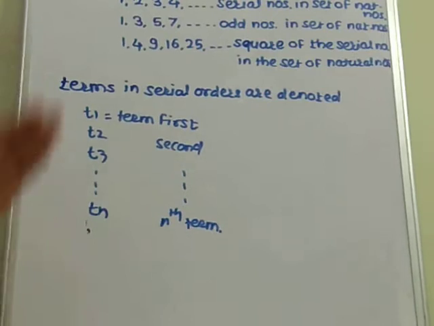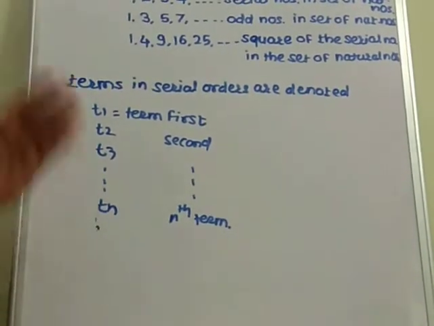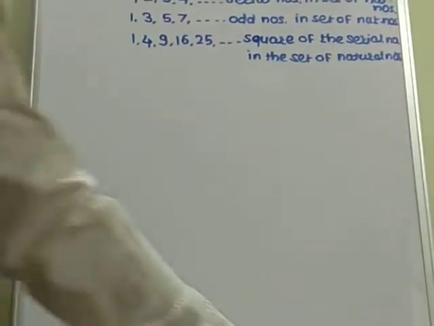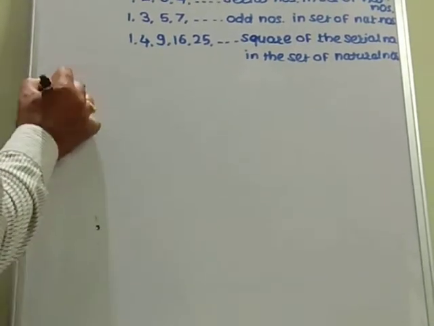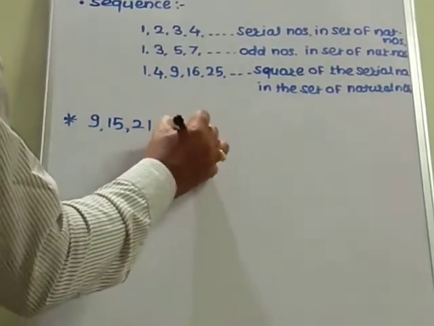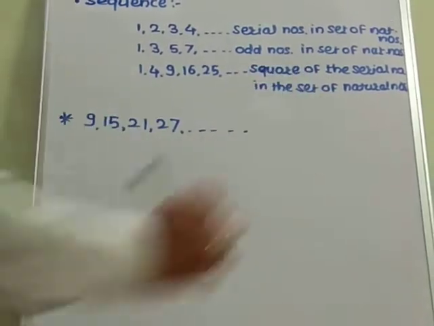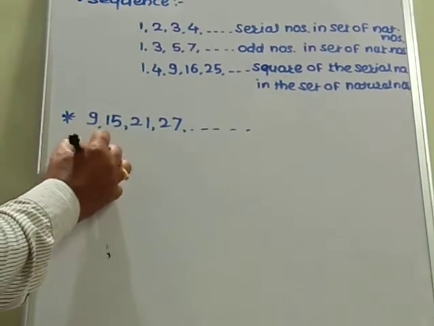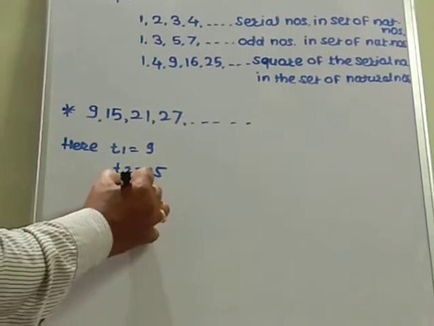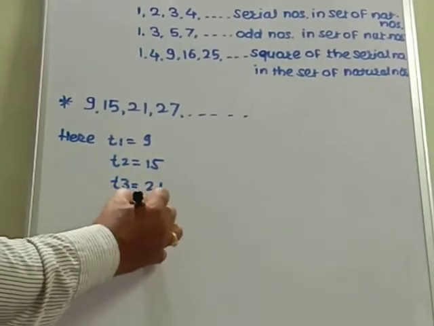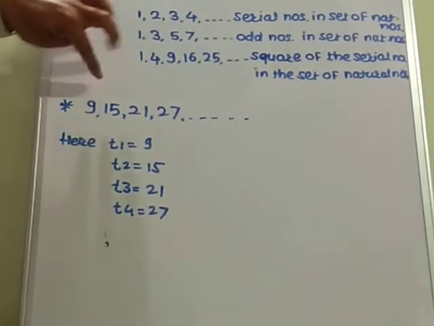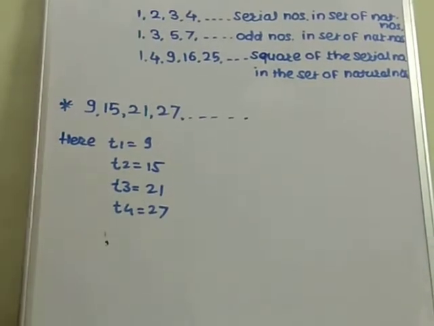Okay, we can see some examples related to this sequence. Look here: 9, 15, 21, 27. What happens here? T1 is equal to 9, T2 is equal to 15, T3 is equal to 21, T4 is equal to 27. That means this is the first term, second term, third term and fourth term.